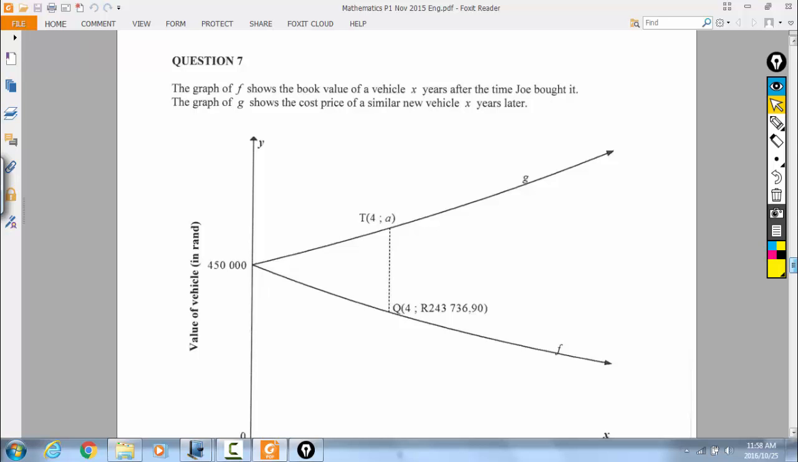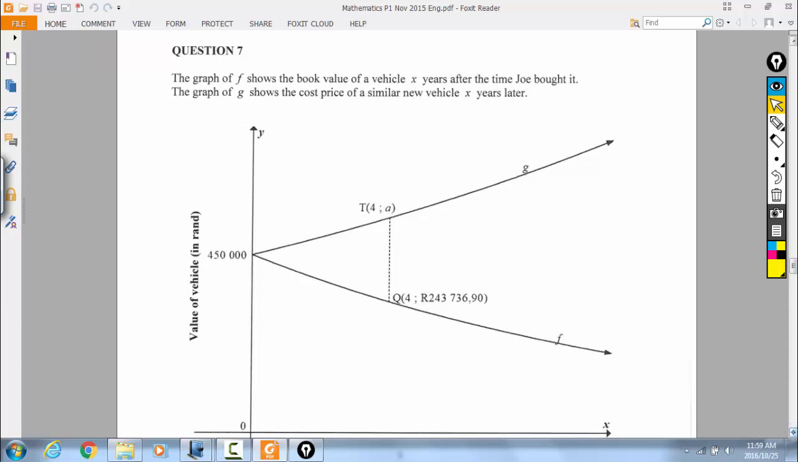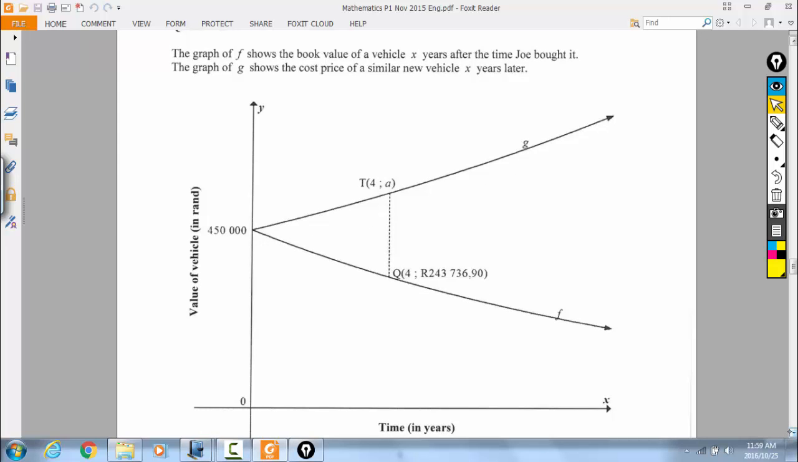Okay, so I'd like to look at question 7 of paper 1 of November 2015. This question deals with financial maths, and it's a bit different to what you normally see because in this case we've got a graph. So let's just take a look at this graph before we look at the actual questions.